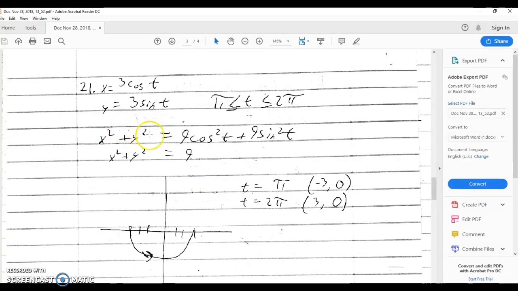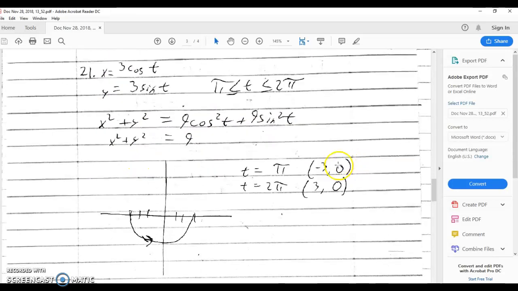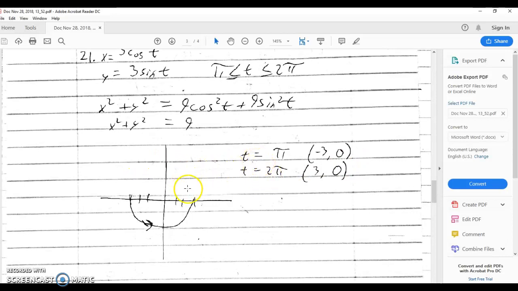So, to eliminate the parameter, I just square both sides. We'll square these and then add them together. So x squared plus y squared is 9 cosine squared t plus 9 sine squared t. So x squared plus y squared is 9. So that's a circle, center (0, 0), radius 3.